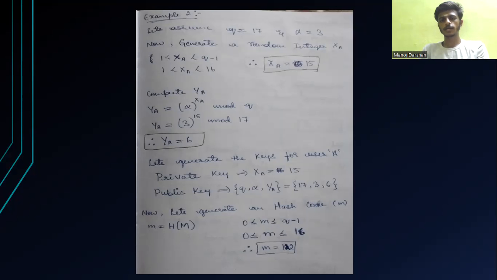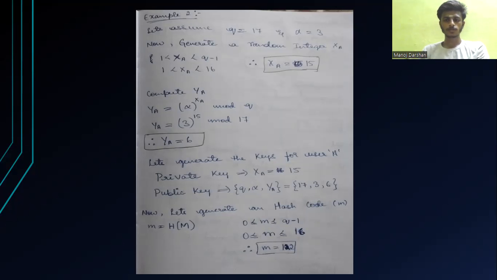Now let's generate a random integer xa such that xa is greater than or equal to 1 and less than q minus 1. We reach the conclusion that xa is equal to 15. Okay, since 15 is greater than 1 and less than 16, let's assume xa is equal to 15. Let's compute ya. For ya we have the formula alpha power xa mod q. Ya is equal to 3 power 15 mod 17, and we get the value ya is equal to 6.